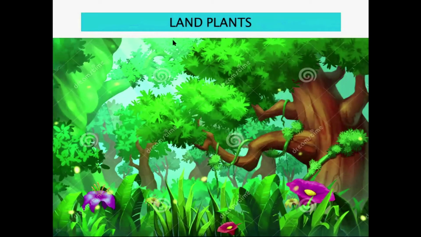Land. The first type of plants are land plants. Land plants are those which can grow and live on land, like this big tree, like this grass, and these small flowers. They can all live on land. So, can we say they are land plants? Yes, we can. All these plants around us that we see every single day are land plants.